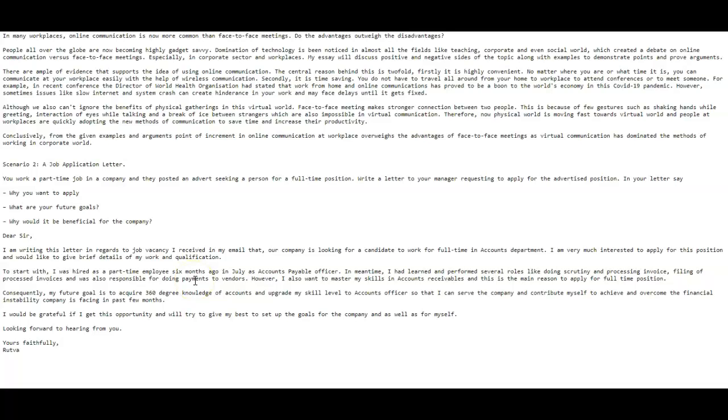However, I also want to master my skills in accounts receivables, and this is the main reason why I want to apply, or why I would like to apply for a full-time position. Or this is the main reason why I would like to apply for a full-time position. Consequently, my future goal is to acquire 360-degree knowledge of accounts and upgrade my skill level to accounts officer so that I can serve the company and contribute myself to achieve, I don't understand that, and contribute to achieve and overcome the financial instability companies facing in the past few months.